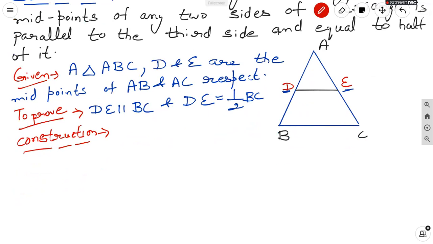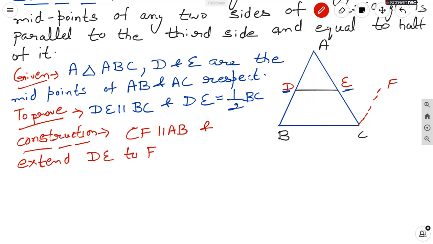That is what we have to do. We will draw a line. देखो जब कंस्ट्रक्शन आप करते हो तो आपको डॉटेड दिखाना होगा. Construction is: you will draw a line CF parallel to AB, and extend DE to F. This is the line CF, and we have extended DE to F such that DE is equal to EF.